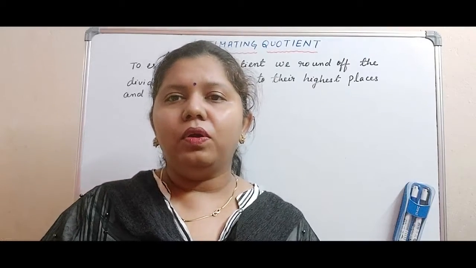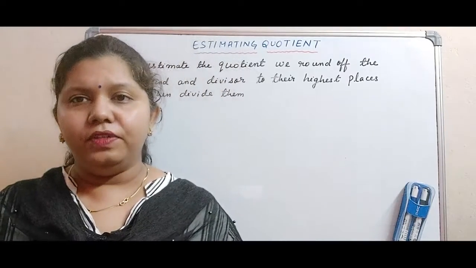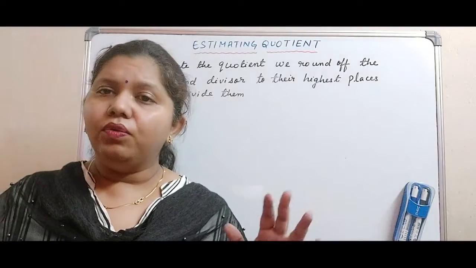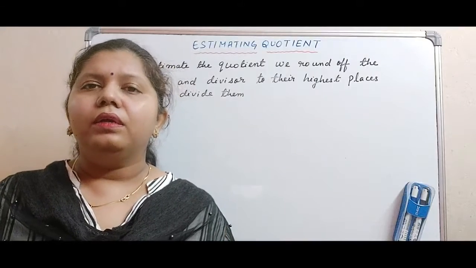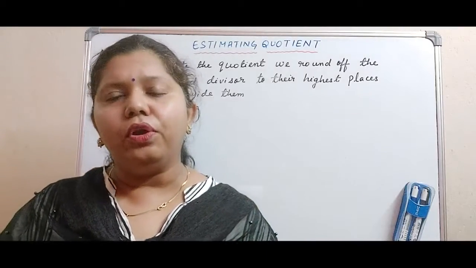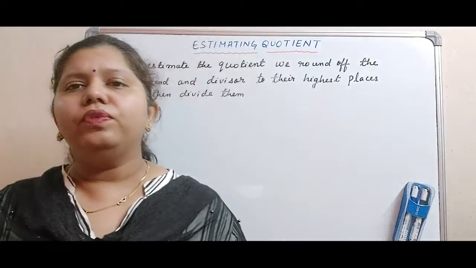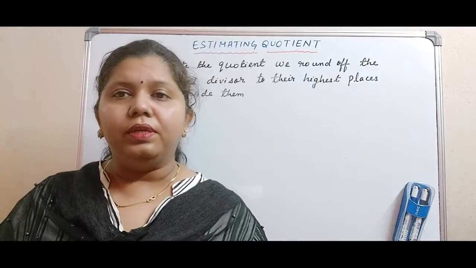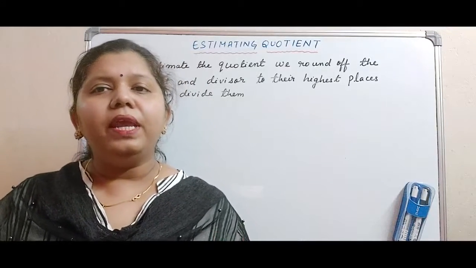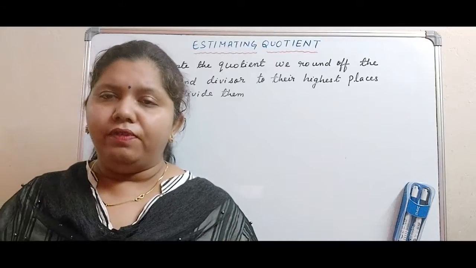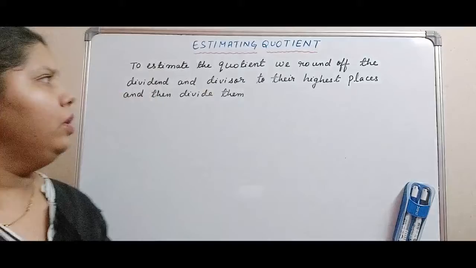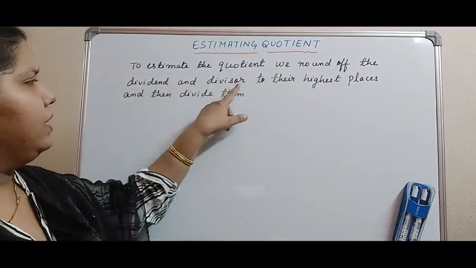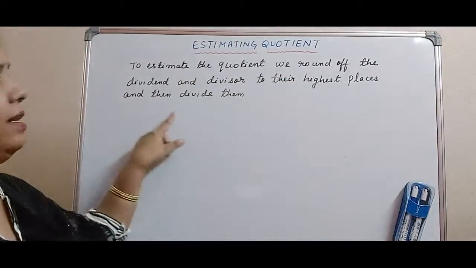Students, today our topic is estimating quotient in division. The process of how we estimate is, first of all, if the question itself tells you to which place you have to round off the dividend and divisor, please go with the instructions in the question. But many times the question does not mention to what place you have to round off the dividend and divisor. In that case, we should round off the dividend and divisor to their highest places and then divide them.